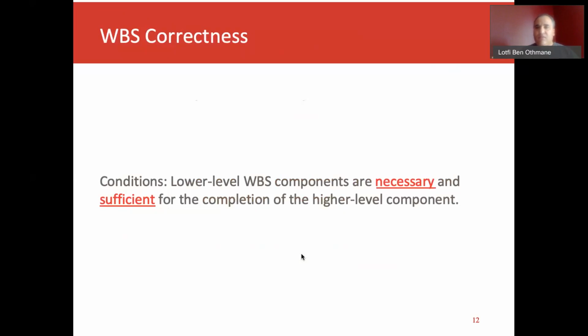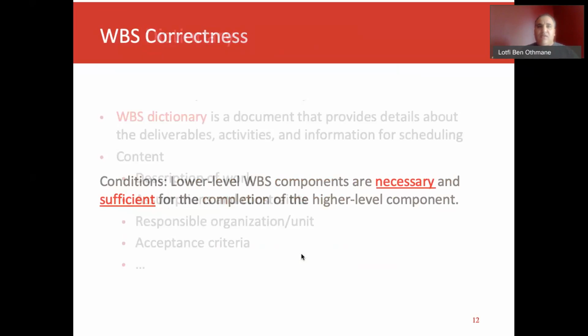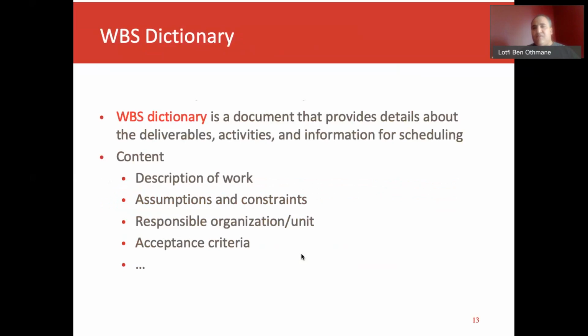So it is required. So in general, in some representations of the trees, the team uses abbreviations. Work breakdown structure 1, let's say deliverable, and there is a code. And working later on with this work breakdown structure, it's going to be difficult. And to address that, often we require a work breakdown dictionary. And the dictionary here is a document that provides details about the deliverable, the activity, and information for scheduling.